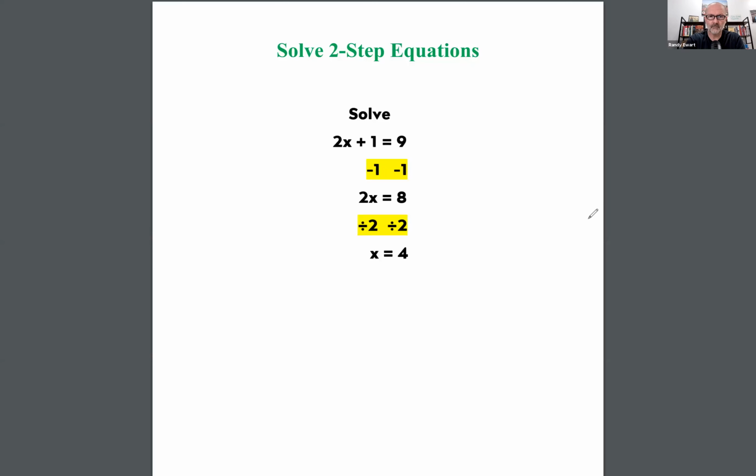Hello, the objective for this video is to solve two-step equations. Let's take a look. These types of equations are called two-step equations because you have two steps. The reason you have two steps is because you have two numbers on the same side of the equation as the x. So you have to get rid of one number and then you get rid of the other number, hence two-step equations. Let's unpack this a little bit more.